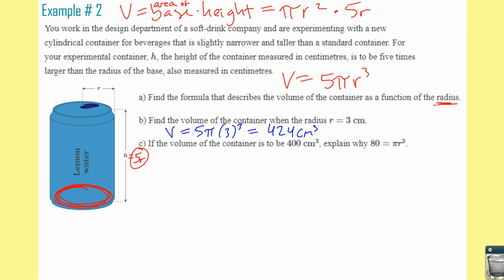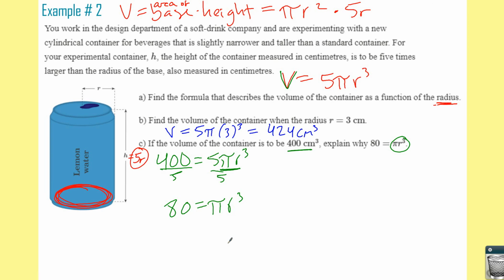And the last one is asking us, if the volume is 400, explain why 80 equals pi r cubed. Well, since the volume is 400, and our volume is 5 pi r cubed, we want the pi r cubed alone. So let's get rid of this 5, so divide it out, and we get 80 equals pi r cubed. And there we have it.